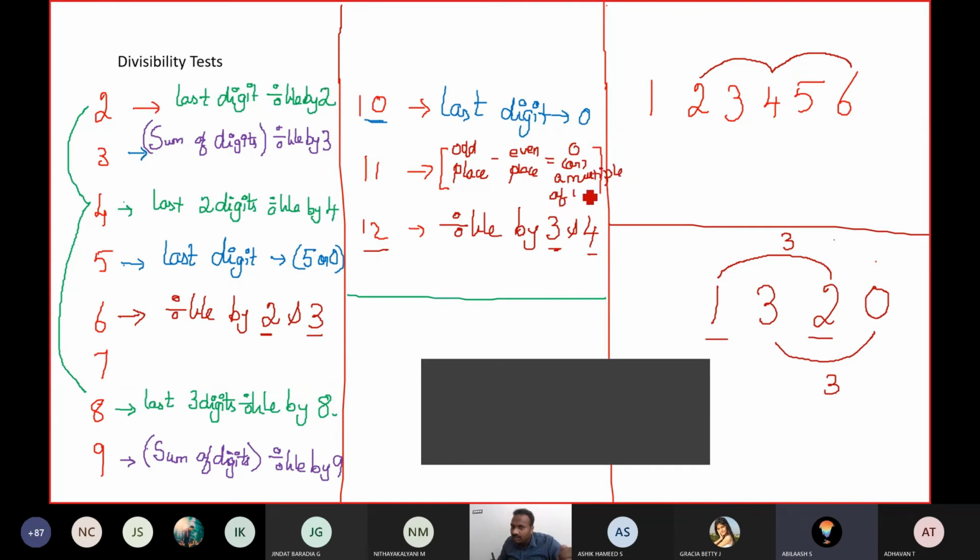Multiple of 11. So here the difference is 3 minus 3, which is 0. So obviously this number is divisible by 11. Okay, similarly, let's take this one. 6, 4, 2. If I add them, I get 12. 5, 3, 8 plus 1, 9. What is the difference? It is 3. It is neither 0 nor a multiple of 11. So this number is not divisible by 11. Clear, everyone?